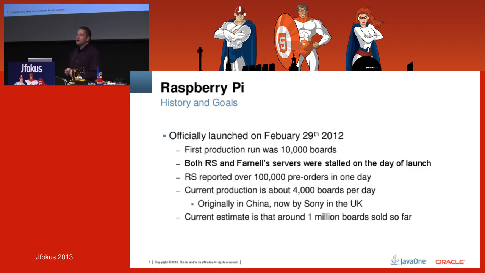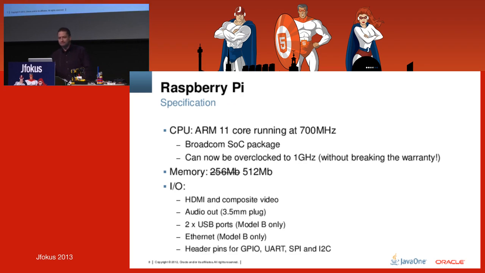Currently, production is running about 4,000 boards a day. They've moved the production from China, which is where it was done originally, back to the UK. So there's a Sony factory in South Wales that's now churning out these boards. And the current estimate is that in the last almost year, they've sold about 1 million of these Raspberry Pi boards.